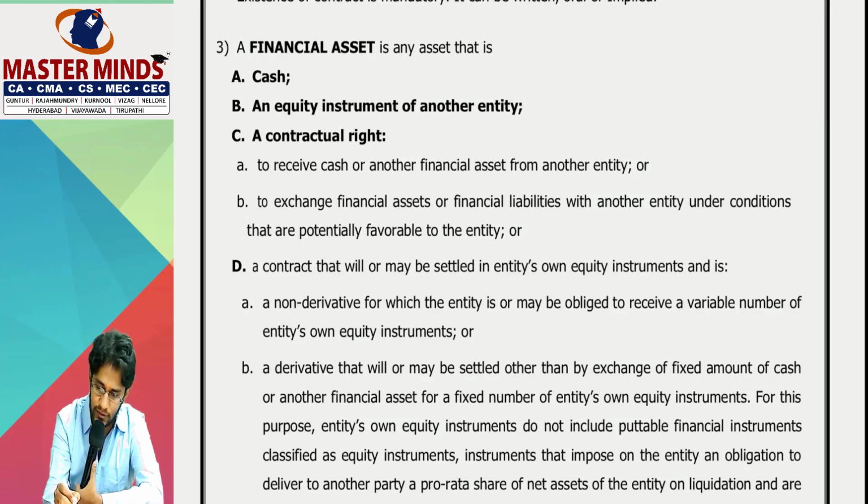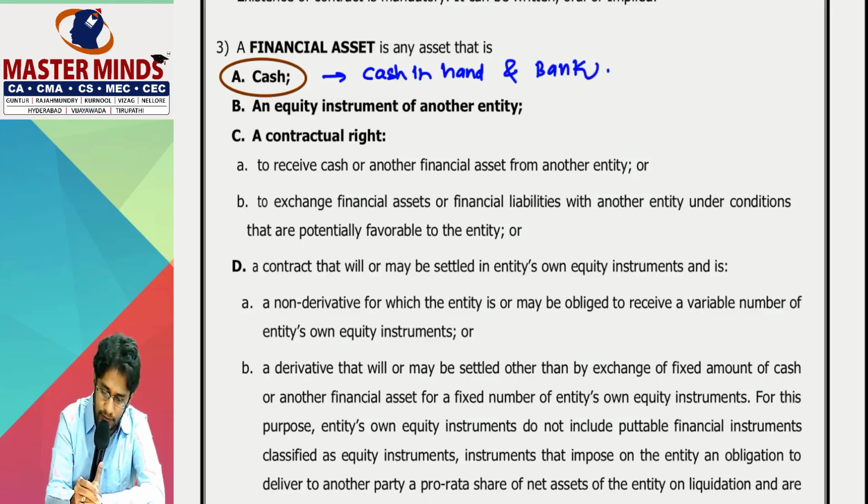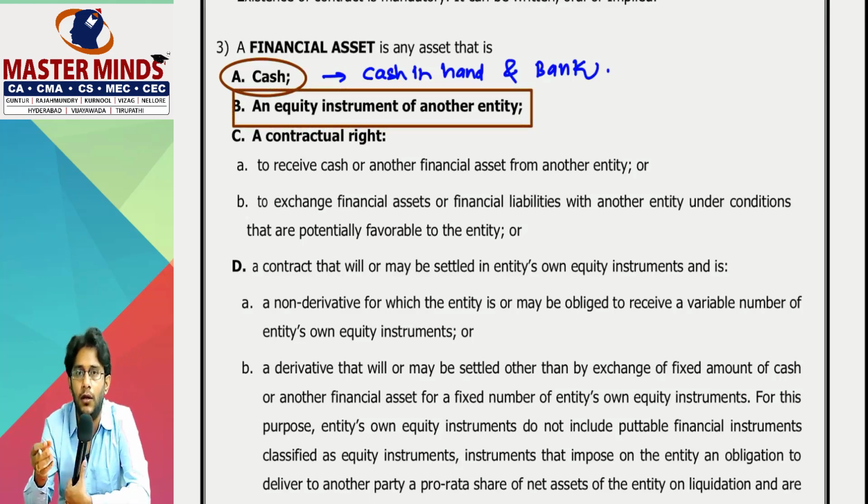Look at the financial asset definition. A financial asset is any asset that is cash. So directly, cash is your financial asset. When I say cash, it automatically covers cash in hand and also cash at bank. Next, equity instrument of another entity. The cash you are having is anyway a financial asset. If an equity instrument of another entity is your asset, that asset also is a financial asset.